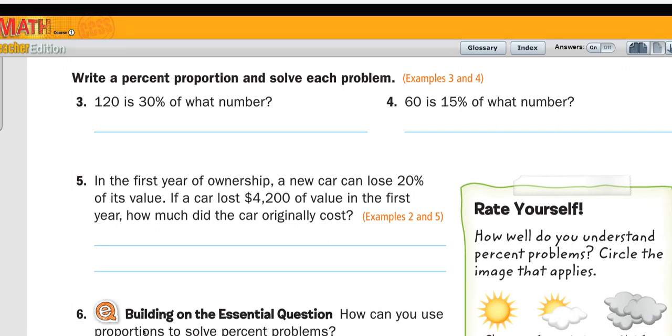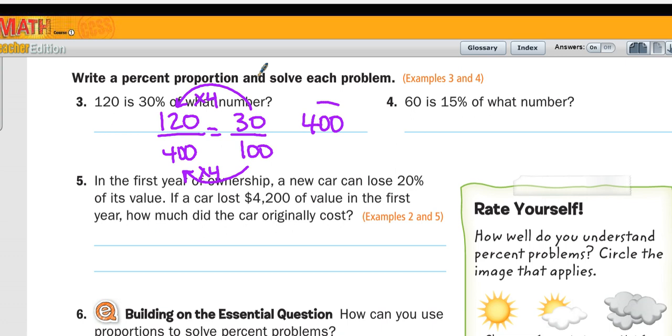On number 3, 120 is the part, equals 30% out of 100. You can use the cross products if you'd like, or I can get directly from 30 to 120 by multiplying by 4. So 100 times 4 gives me 400.